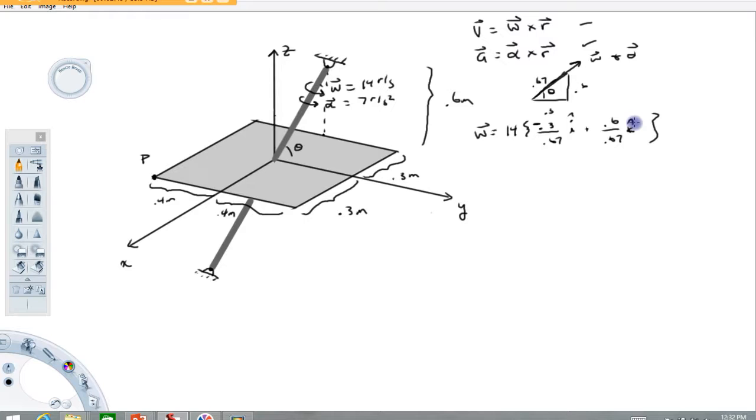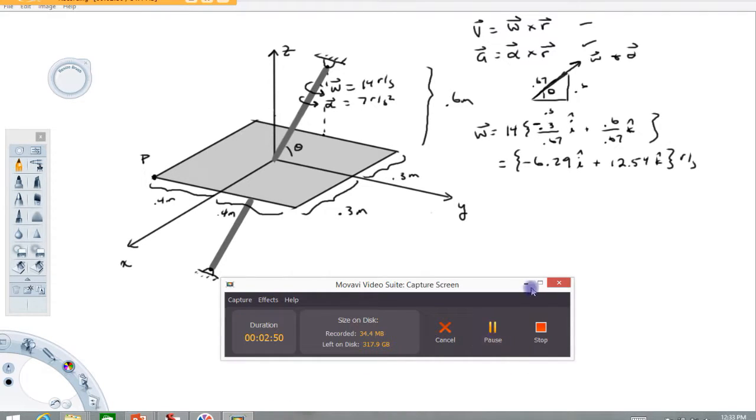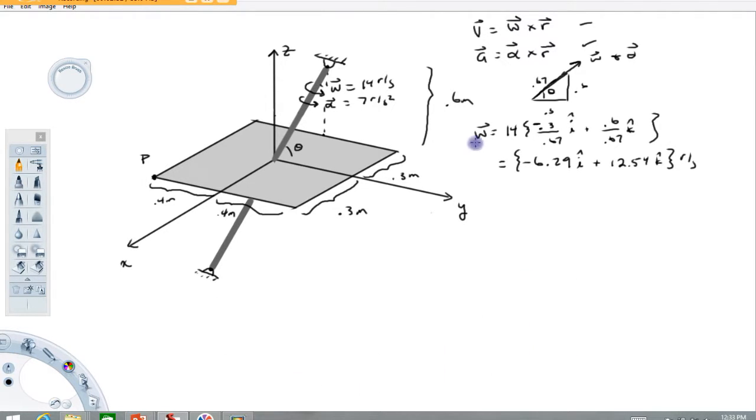So I'm going to take a moment, pause this, calculate values, and I'll be right back. Okay, that didn't take long. Again, all I did is distribute this. So what I have is my angular velocity vector, minus 6.29 I plus 12.54 K, and I'm going to do the same thing for the angular acceleration vector.